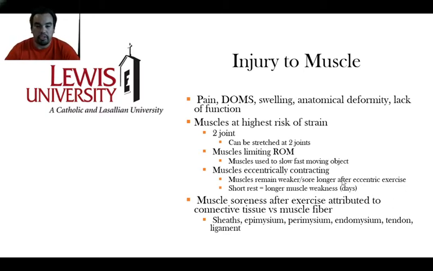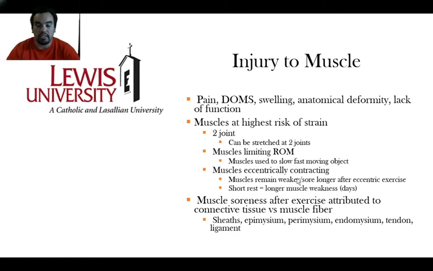Muscles that limit range of motion, so muscles used to slow a fast moving object. Once I kick the ball, if I'm revving back to kick a soccer ball, once I actually kick it, what happens is my hamstrings fire and contract to try and slow that down. And that's a lot of mass and it's moving pretty quickly. So that's where you can get some injury to that.